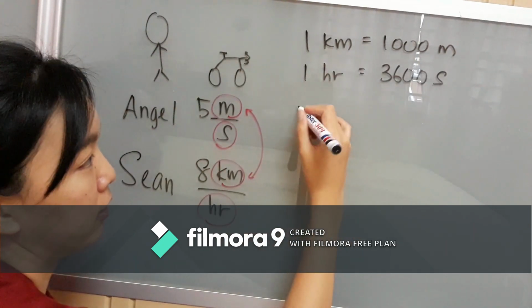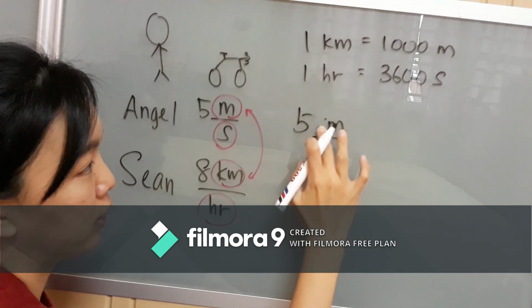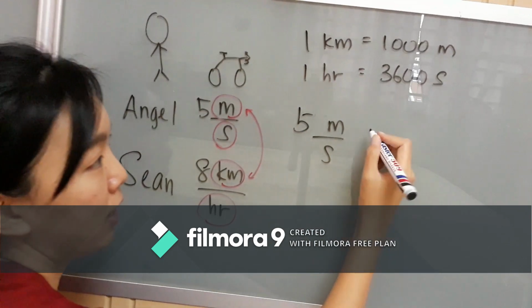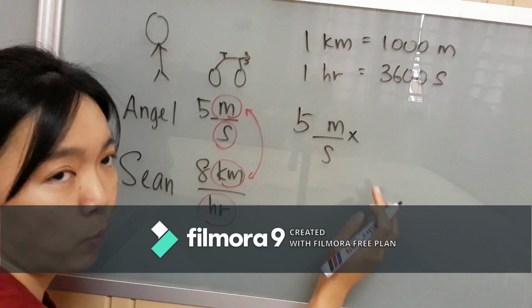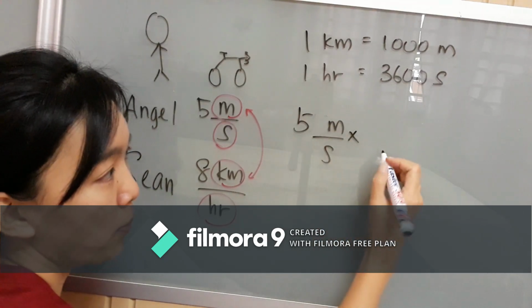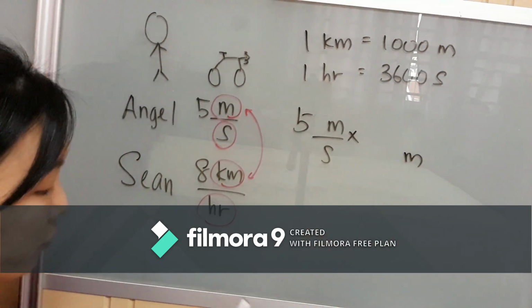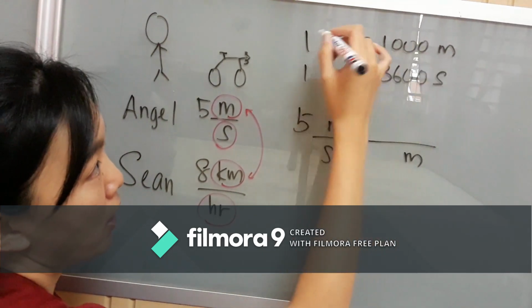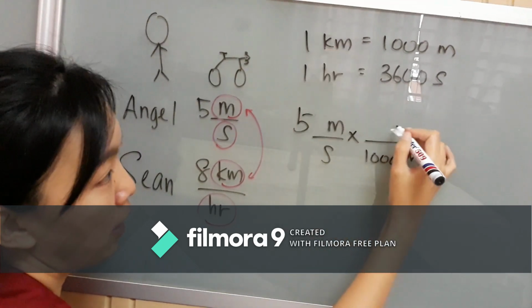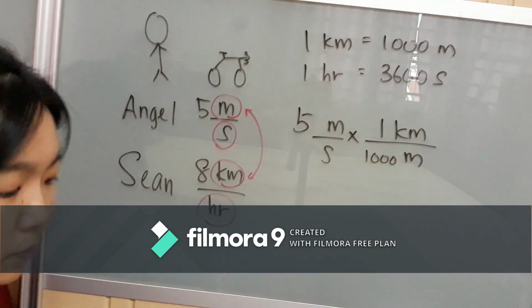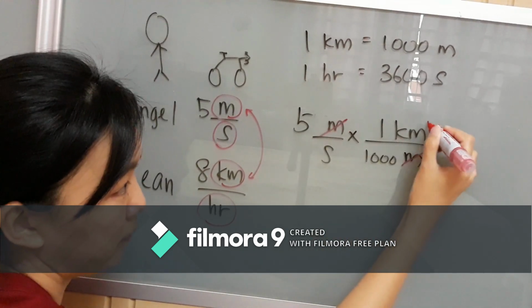So let's look here. Angel's speed is 5 meters per second. Then I'm going to change it to km per hour. Meter is on top, so I have to put meter at the bottom so that I can slash them off. Therefore I put 1000 meter at the bottom and 1 km on top. Then I can slash off the meter. What is left is km. Yes, very near.